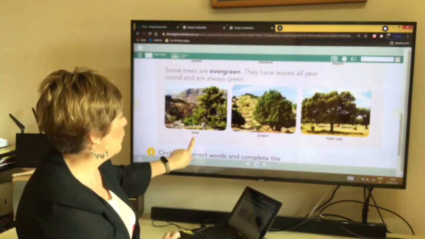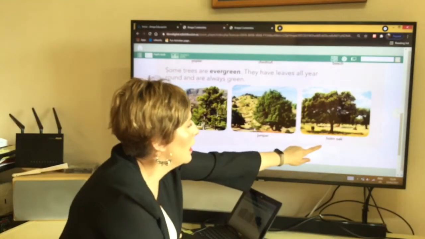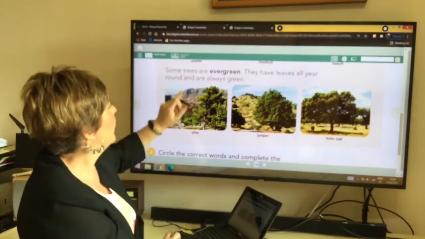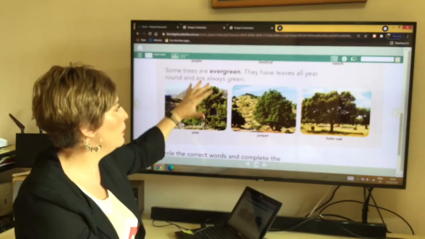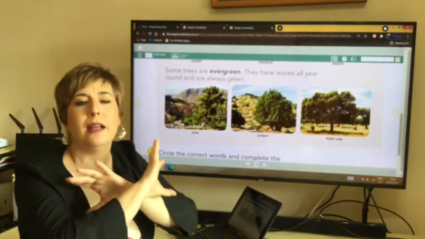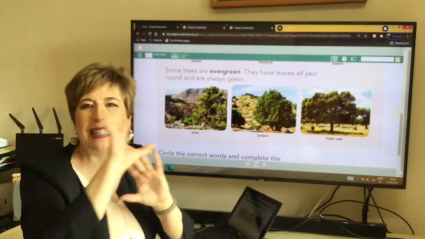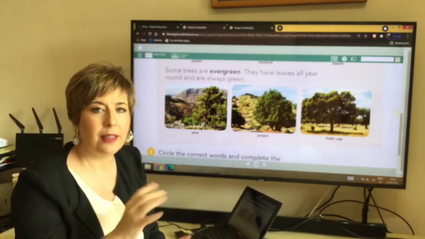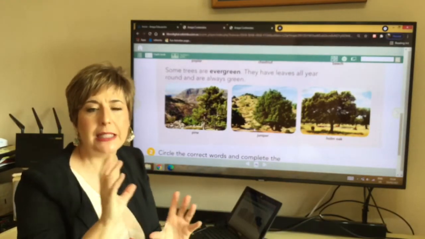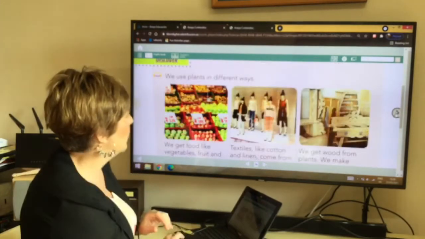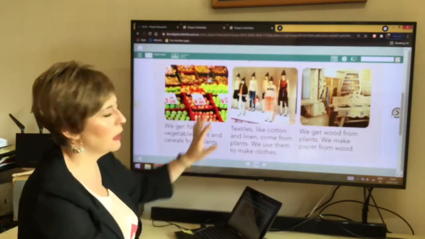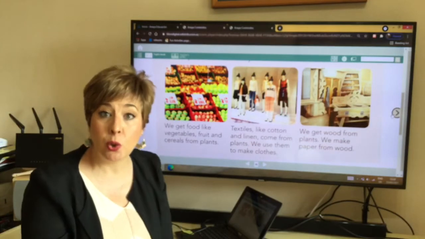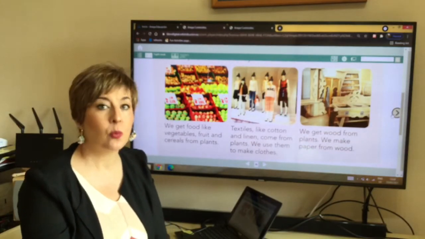These ones, the pine, the juniper, and the holm oak, are evergreen. What does evergreen mean? That they are green during the whole year. They never change their leaves. And here we are going to see the different uses of plants.